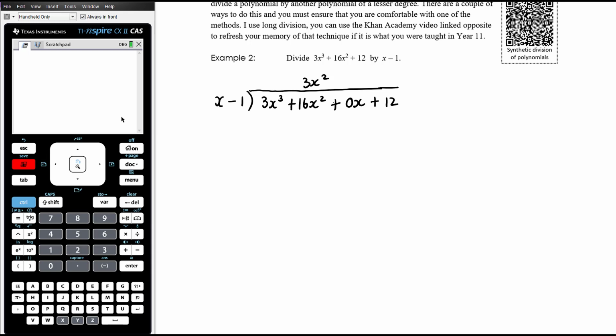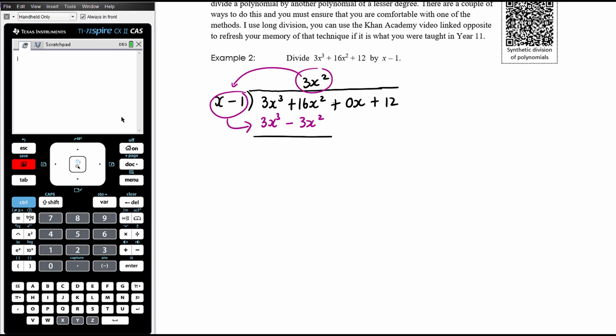And then I take the 3x squared here and I multiply by x minus 1 and I write it underneath here. Okay, so 3x squared times x is 3x cubed, and then 3x squared times negative 1 is negative 3x squared. Alright, then we subtract, and these should cancel out the cube terms because that's how we designed it. We chose the term at the top that would ensure that when we multiplied it by x, we got 3x cubed, and so therefore we're eliminating the cube term.